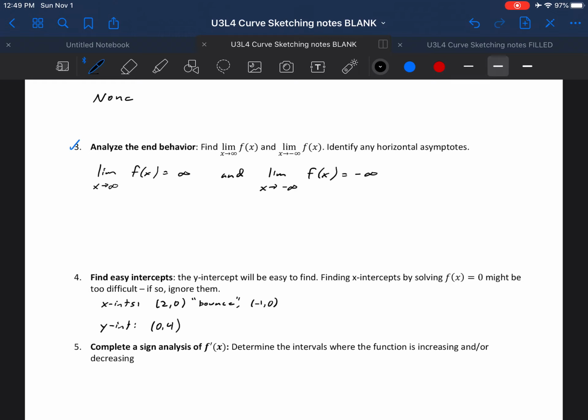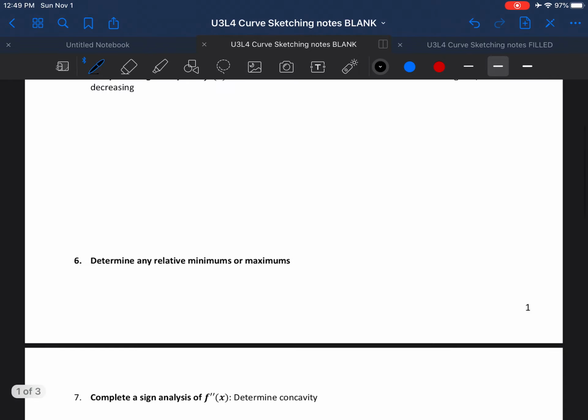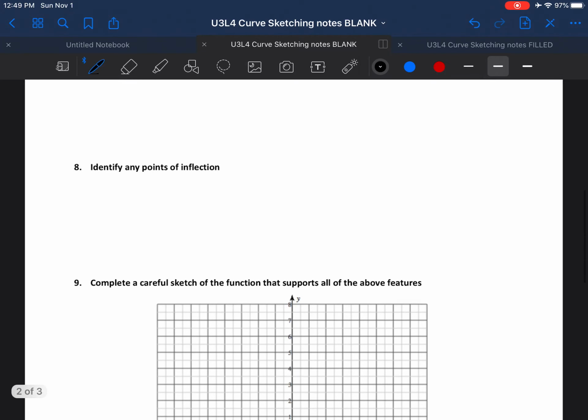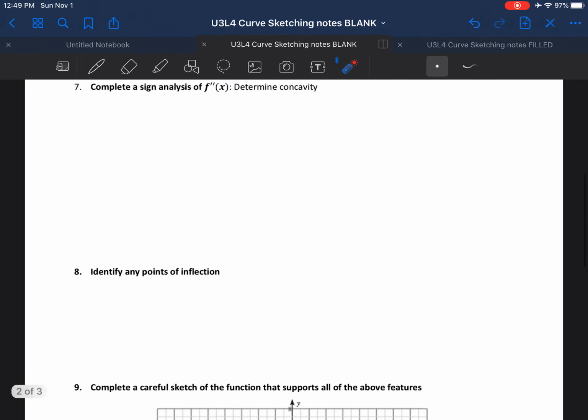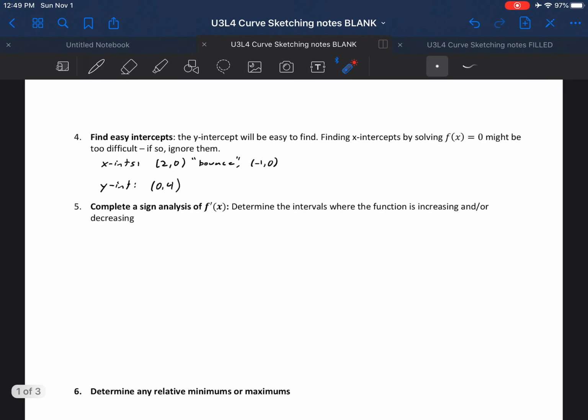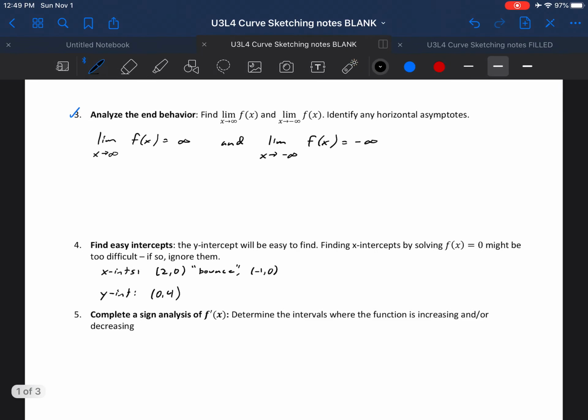Complete a sign analysis of f of x. Determine the intervals where the function is increasing and or decreasing. Okay, so this is basically the first derivative in the number line. And what I'm going to do is draw those number lines, but then copy them down here because I want to put them right above and below each other, so you'll see why. Okay, so let me be kind of type A and thorough here and check off that step 4 is done.